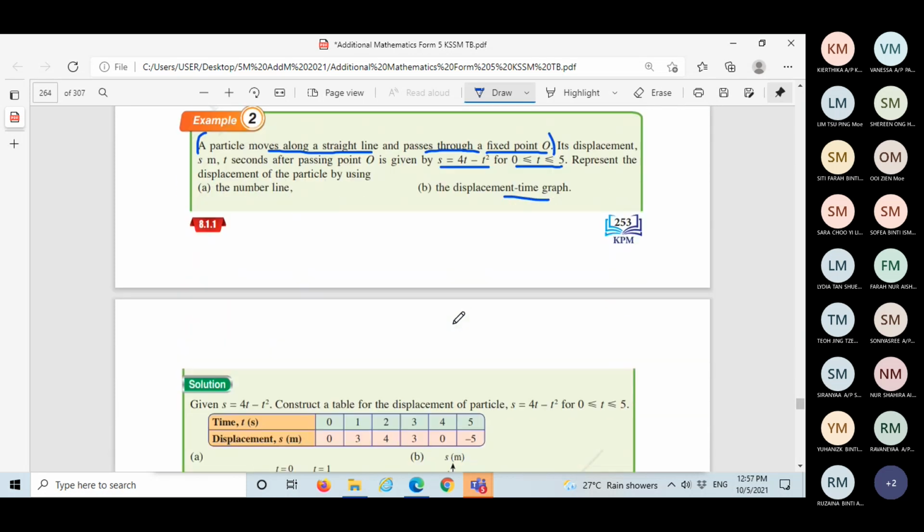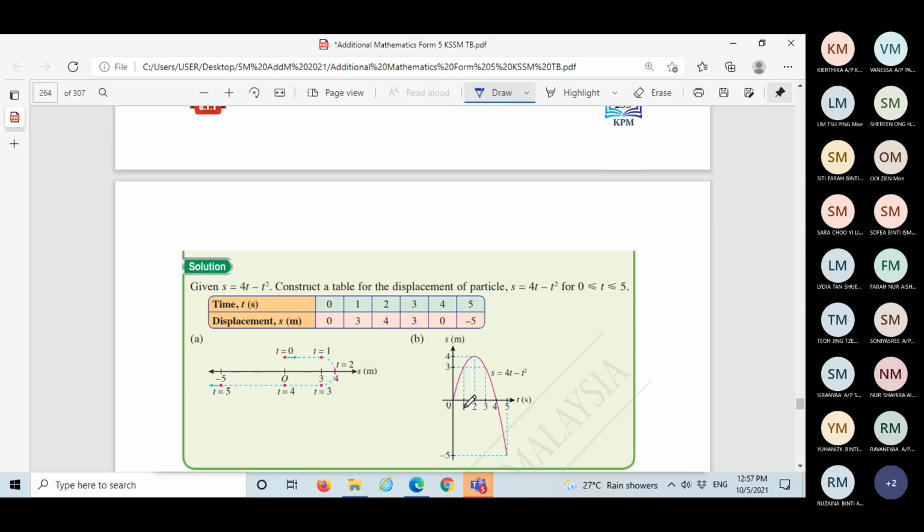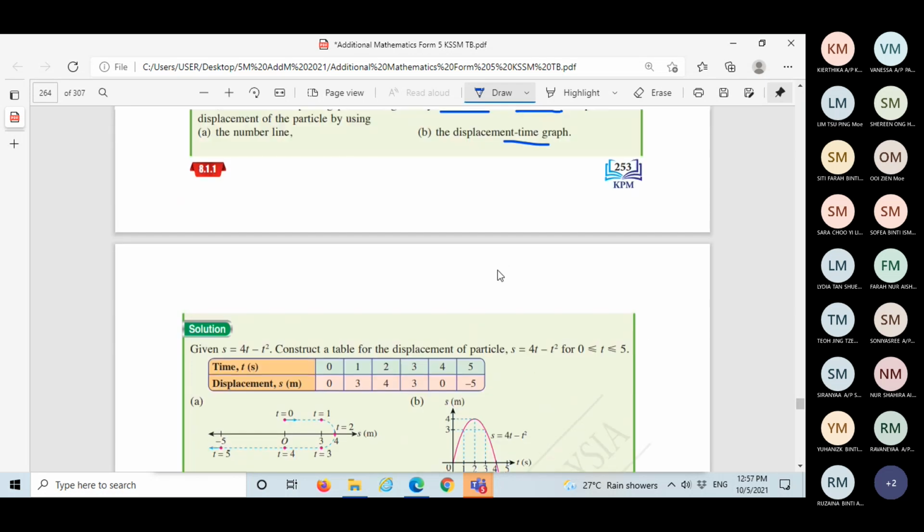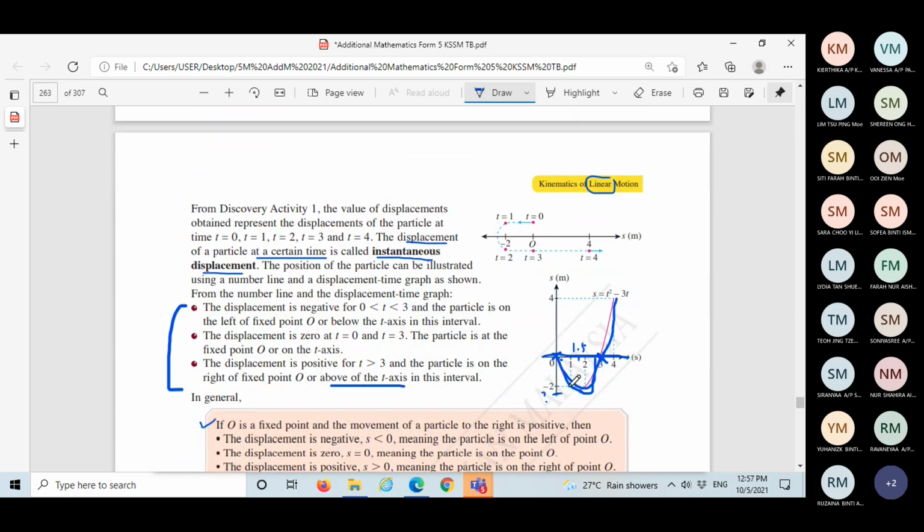As I said just now, I don't want to use the table, the 0 to 5 table. Because sometimes it will show, sometimes it will not show me the maximum or the minimum point. In this case, it will show, because we are lucky that t equals 2 gives you the maximum point of 4. But sometimes it's not so, like the example just now, where you cannot see the minimum.